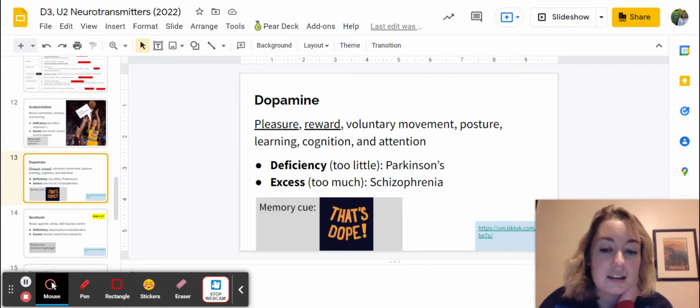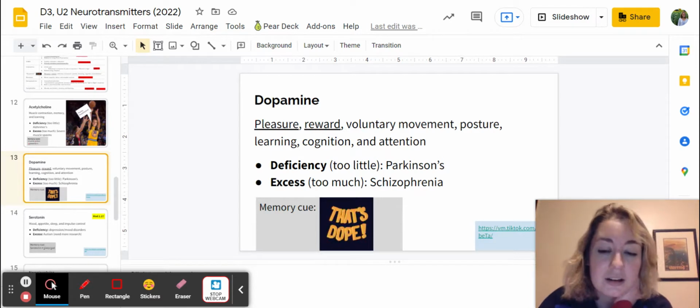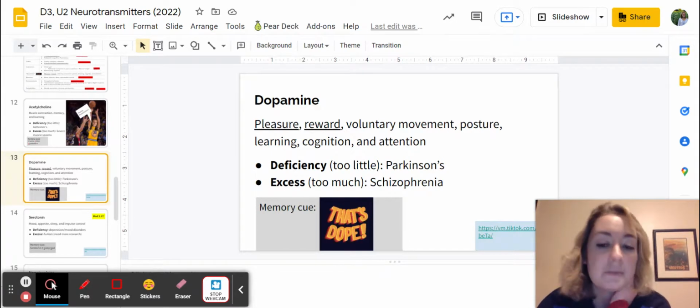Now let's get into the excess and deficiency. If we have too much dopamine in excess, this could actually contribute to schizophrenia. This is just one that we should memorize. AP likes to ask about this sometimes. So memorize that too much or excess dopamine contributes to schizophrenia.